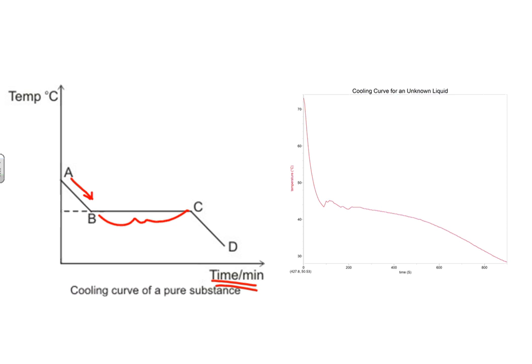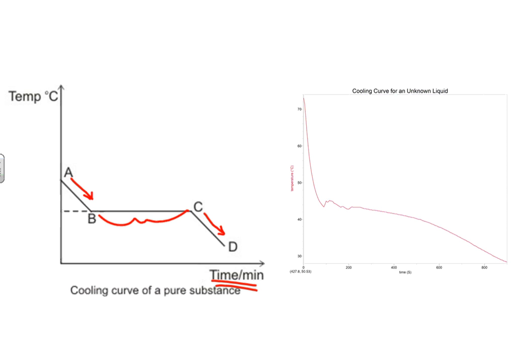Then from C to D, we would have a decrease in the kinetic energy of the particles, which is reflected in a decrease in the temperature. So it would be the energy coming out of the solid state particles.